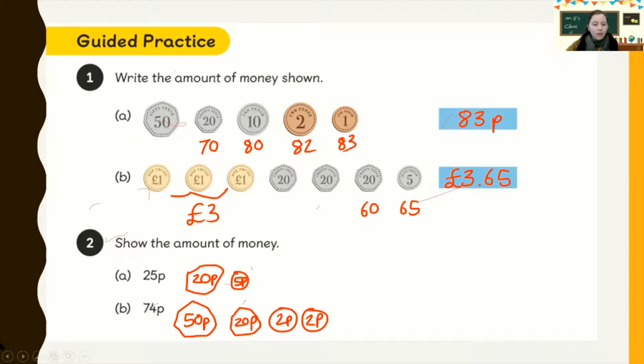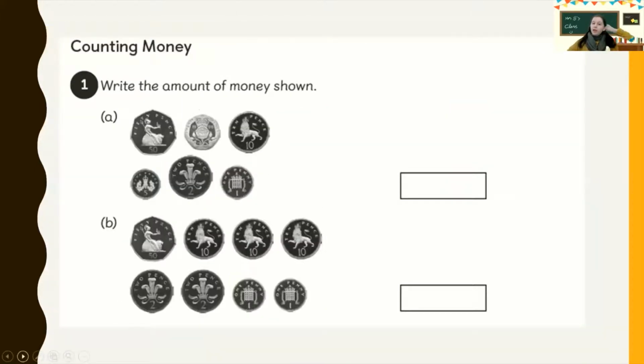Super. Okie dokie. So let's look and see what we need to do today. Same thing, we need to write the amount of money shown. So you need to add these coins together and write the answer in the box. And then you need to do these ones. Pause the video and do that now.